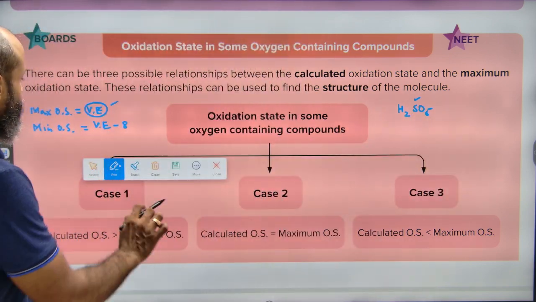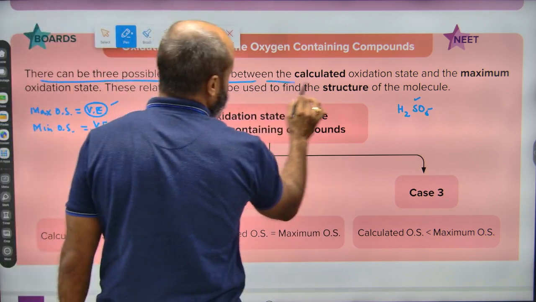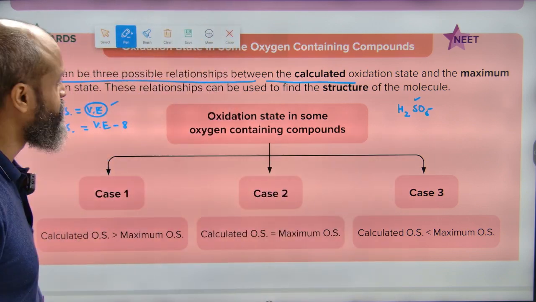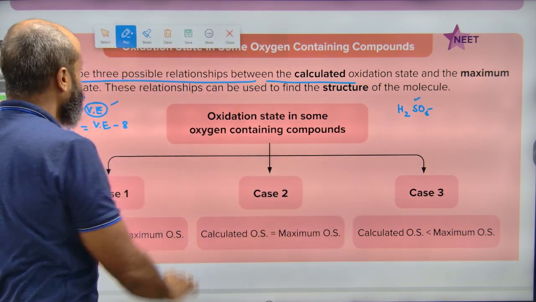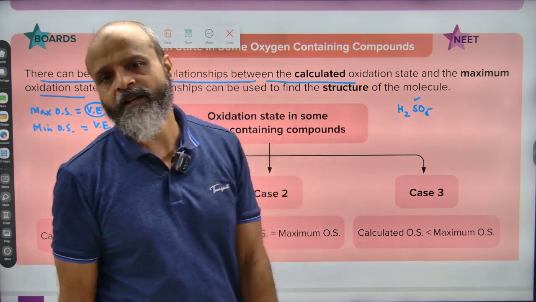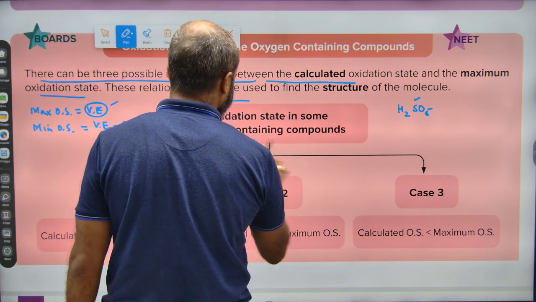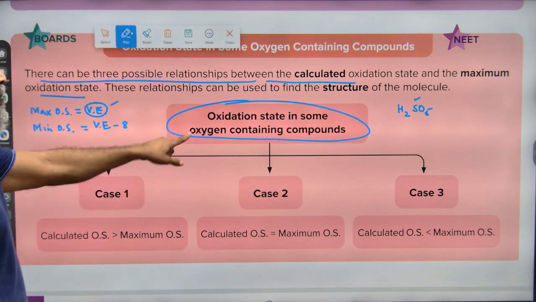So there are three cases which are possible. There can be three possible relationships between the calculated oxidation state and the maximum oxidation state. These relationships can be used to find the structure of the molecule. We can basically find out the structure of the molecule, in some oxygen containing compounds.